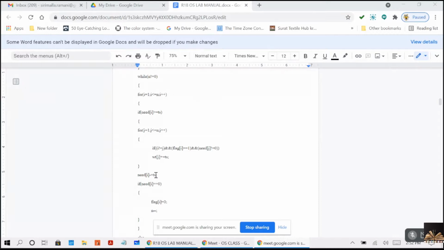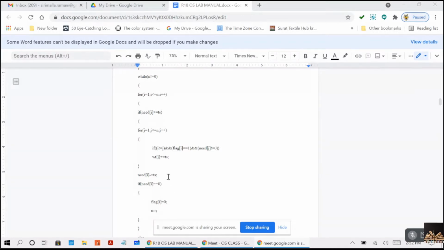Then the need of I is equal to need of I minus time slice. That means, how much time does job 1 require? Already it got executed for a time slice, so I am making the need as need minus time slice. So let's consider the burst time is 24 and the time slice equal to 3. Here the need will become 21 now, that means it requires 21 more microseconds to complete the job.